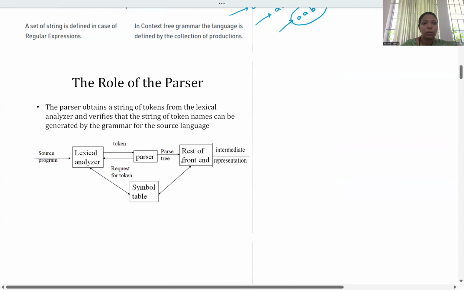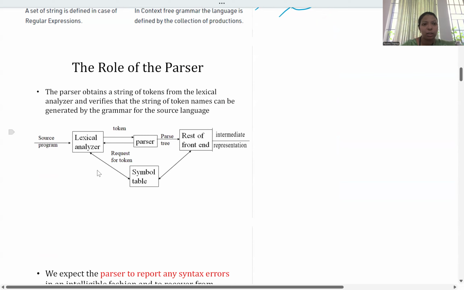Okay, so now as I told you, what is the role of a parser? Lexical analysis gives tokens as an output that is fed into the parser. As I told you, parsing checks whether the sequence of tokens is following the rules of a particular programming language. And then it will produce the parse tree. A parse tree is a graphical structure of this derivation. And then that parse tree is given as an input to the rest of the phases of the front end, the next phase of the compiler.